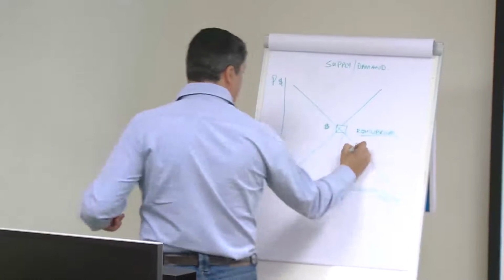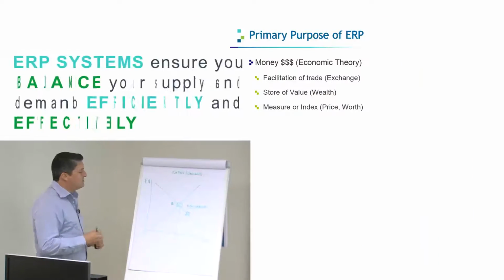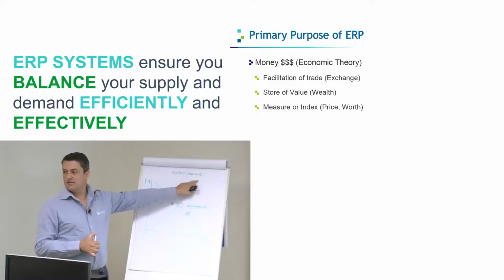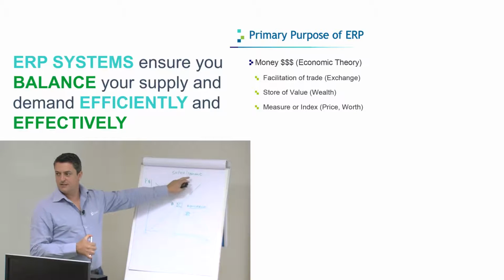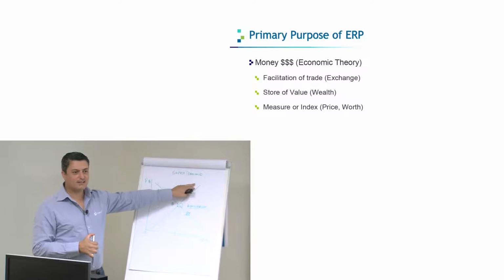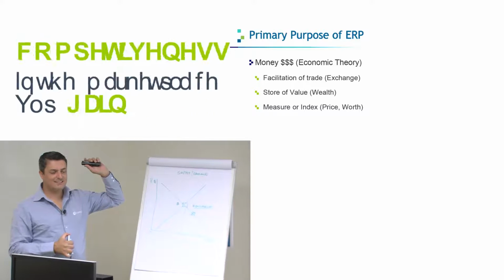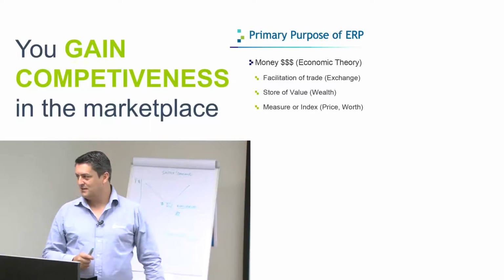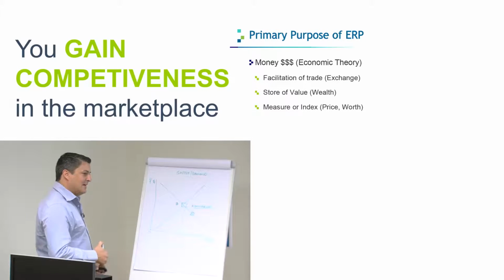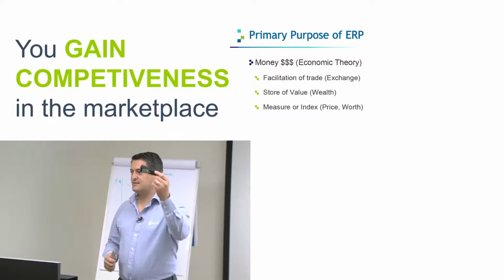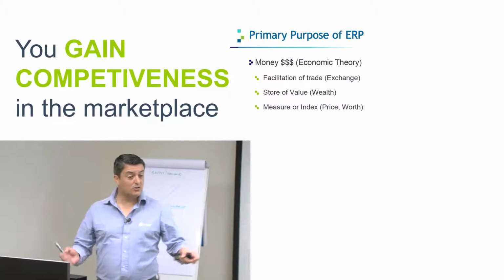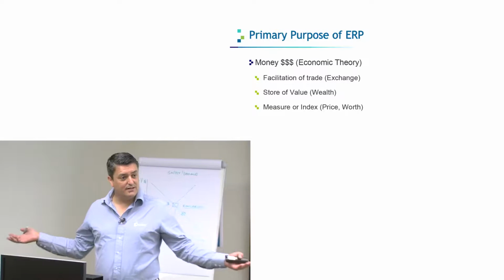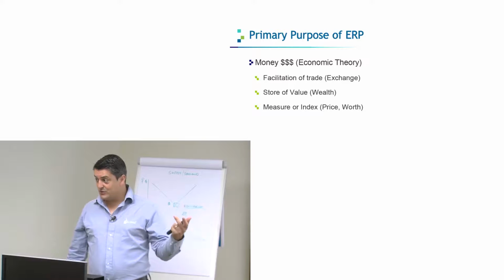Now, what ERP systems are trying to do is ensure that you balance your supply and your demand, and you do it efficiently and effectively. By doing that, you gain competitiveness in the marketplace. So what do you think happens if one of those 3 companies doesn't have stock of a particular item? A consumer that normally purchases from that company would just purchase from one of the other 3. So that company is going to lose.